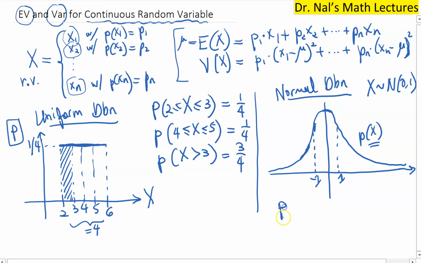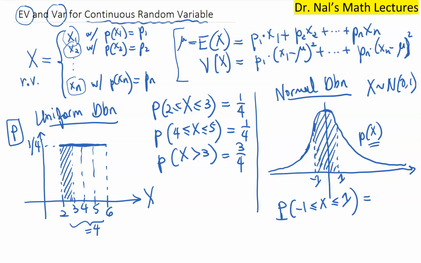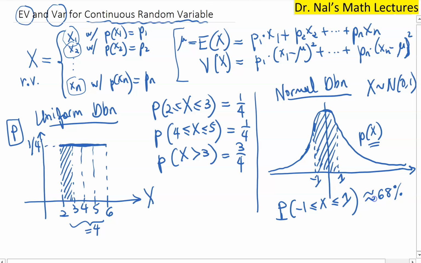So the question asks: what is the probability that the values of x are between -1 and 1? Last week we just learned how to use Excel. Basically, using the norm.inv function we can identify the probability of such an interval, which, if I remember correctly, should be very close to approximately 68%.